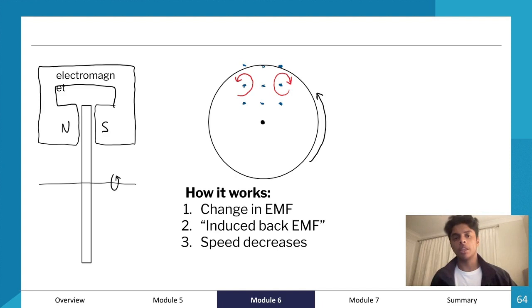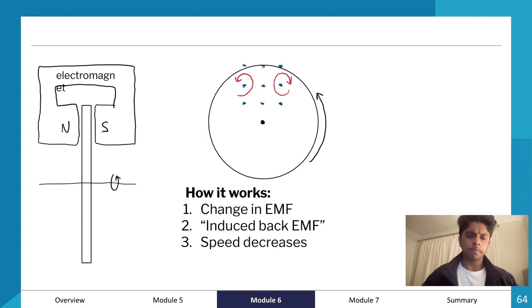Electromagnetic braking can also be called regenerative braking, because we can use this induced back EMF to charge the battery in the car. Or we can use the eddy currents to charge the battery. So, let's think about the advantages and disadvantages of electromagnetic braking.